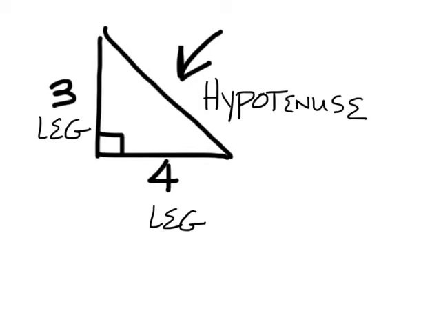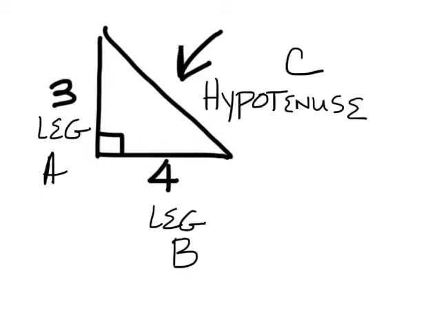In terms of the formula, this is A, B, and C. A and B are interchangeable. You can assign either number the value of A or B. Usually it's the smaller one that's A, the larger one that's B, and then the hypotenuse is C. But it's not going to hurt anything if you interchange A and B.